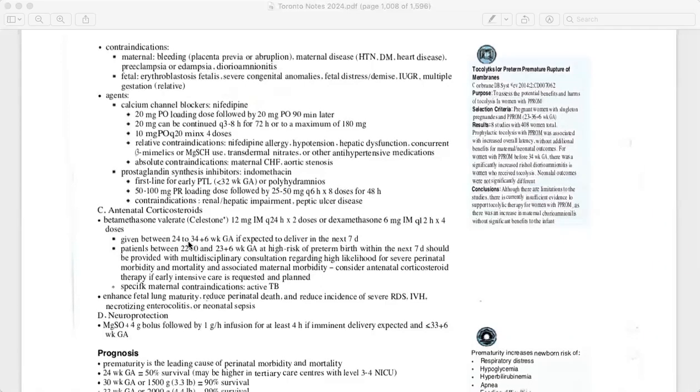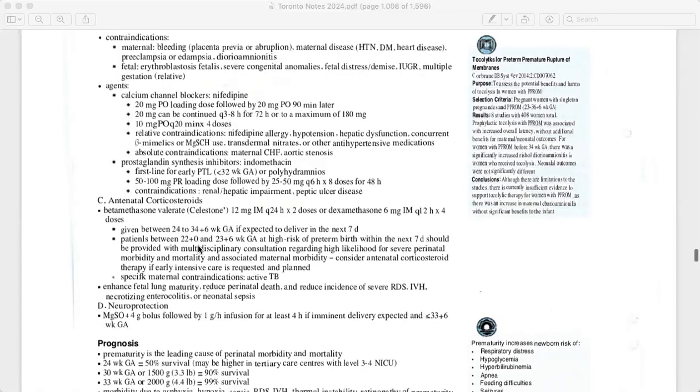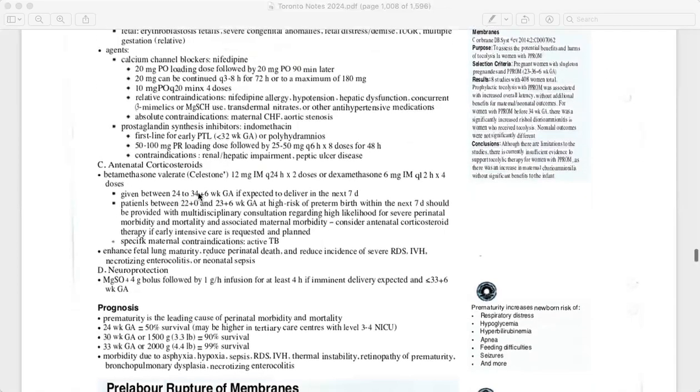So the corticosteroid dose and time period is important. Okay. So you're going to give 2 doses every 24 hours, or every 12 hourly for 4 doses. So just remember this one, the first one. Every 24 hours, you're going to give 2 doses of 12 mg. That's it. Give between 24 to 34 week. This is important. Please remember this one.